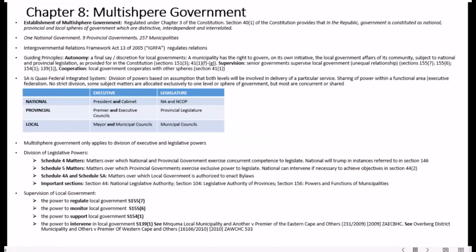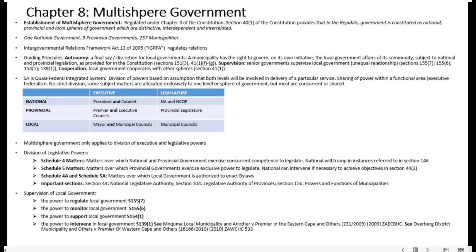And then we've got Schedule 4A and Schedule 5A. These are matters over which local government is authorized to enact bylaws. So local government can also play a role in enacting laws, but they are restricted to these matters listed in Schedule 4A and Schedule 5A. Any matter falling outside of that, they wouldn't have the authority to actually enact laws.